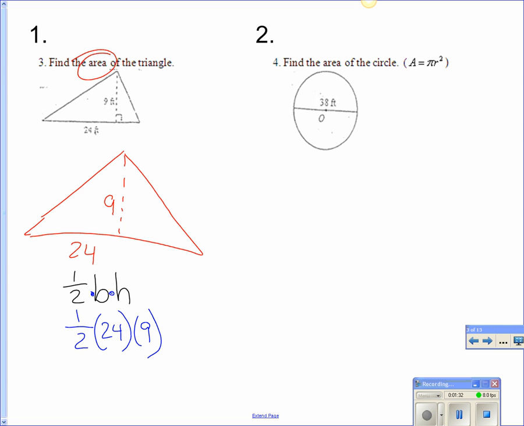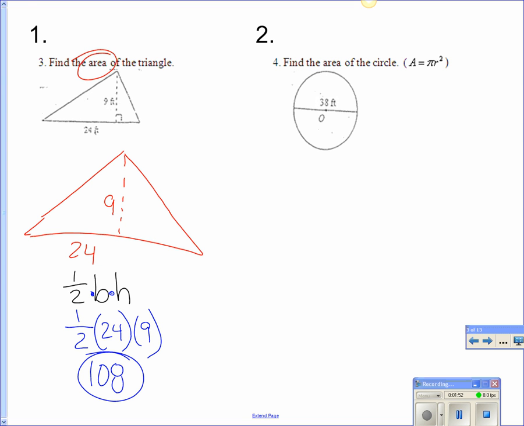So you can type that all in the calculator at one time, or you can do it piece by piece. And what are we getting for the answer? 108. Okay.